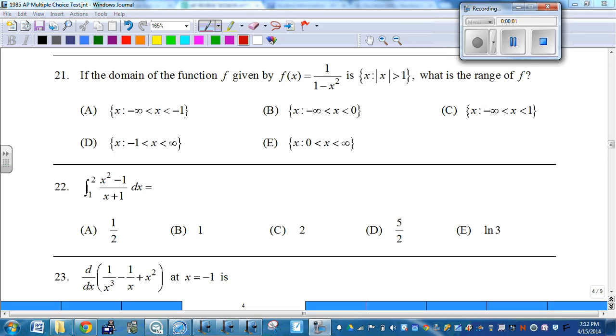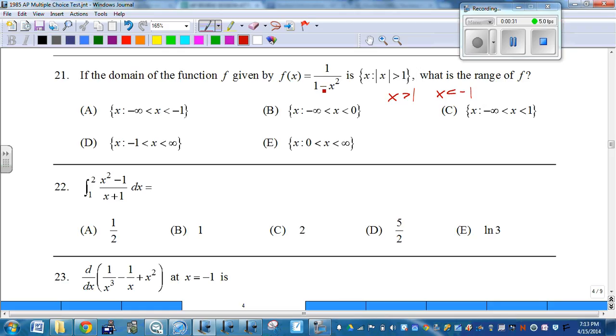Fantastic. All right. For 21, we're just trying to find out what the range of this function is. We're given this domain: absolute value of x is greater than 1. So remember, we talked about some inequalities like this, absolute value inequalities, earlier. That means x is greater than 1, or x could be less than negative 1. All right, so x is going to be greater than 1, or x is going to be less than negative 1. We want to figure out the range of f.